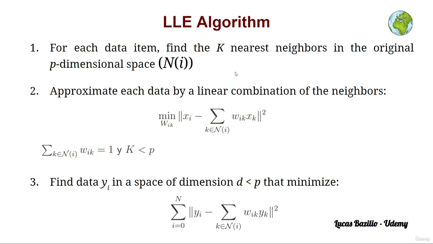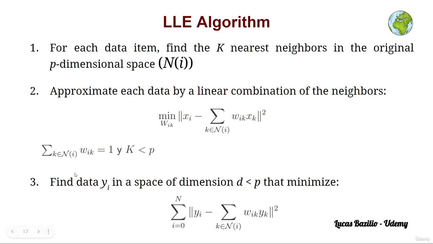Once we have these k nearest neighbors, we are going to approximate each data point by a linear combination of these neighbors. Remember that if we sum all of the weights for a given data point, this needs to be equal to 1. So as we can see here, each weight is a proportion and the sum of all the weights for a given data point is equal to 1. Also, it is important that this value k is less than the original dimension space that we have.